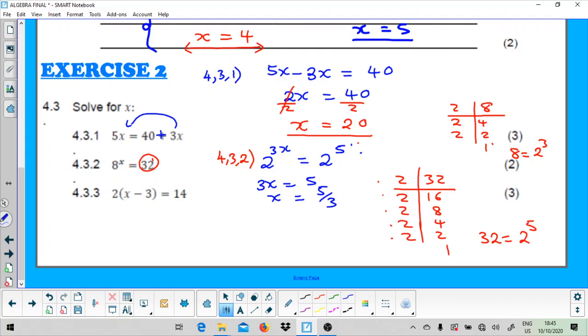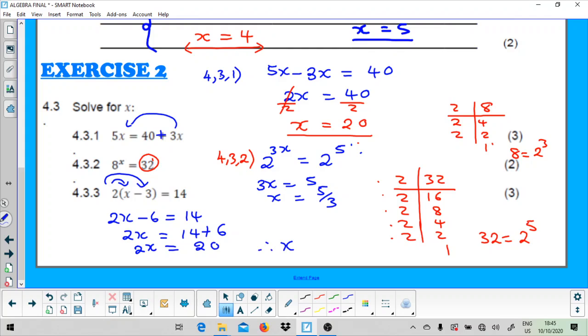So let's finish off this one as well. To distribute the bracket, I believe you understand that by now. So 2 times minus 3, don't forget your signs. Your signs are very, very important. Okay? Then you're going to take 6 to the other side. 14 plus 6. So let me just write that step. Okay? And then your 2x is going to be equal to 20.